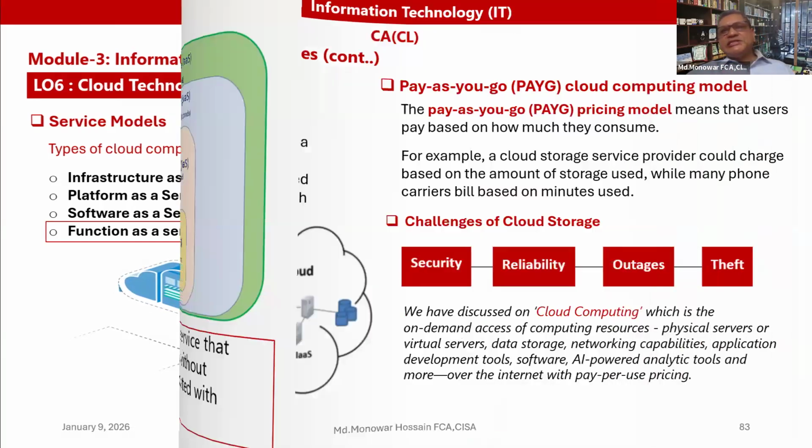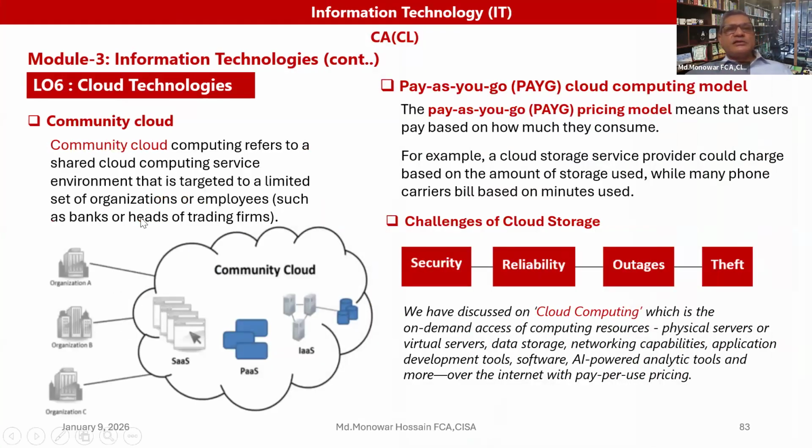Now the community cloud, another item. Community cloud refers to a shared cloud computing service environment that is targeted at a limited set of organizations or employees, such as banks or different types of firms. Look here. Here the community cloud uses software as a service, platform as a service, infrastructure as a service by different organizations within a community. So it's the community cloud, specific to that community.